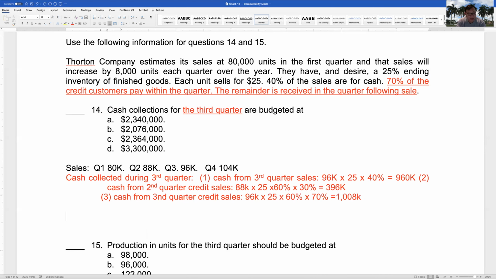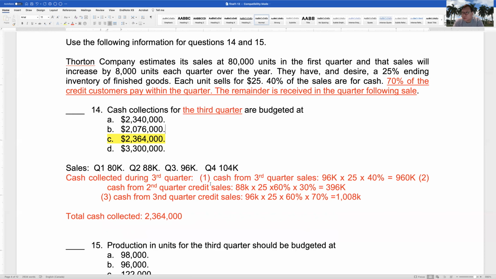So the total cash collected would be the sum of the three. So plus 396 plus 960. What I got is, hopefully I'm correct, $2.364 million. So the answer is C. Okay, so the answer is C.